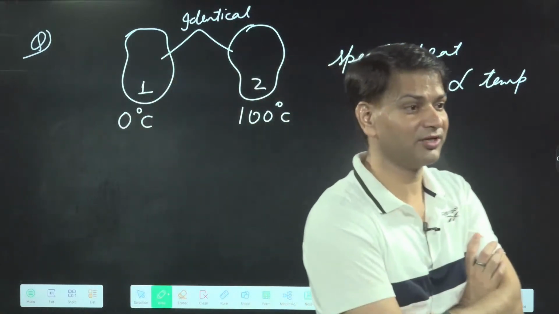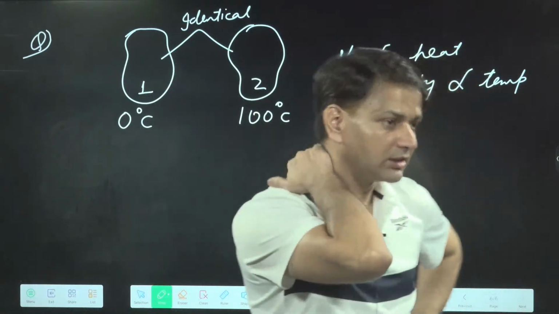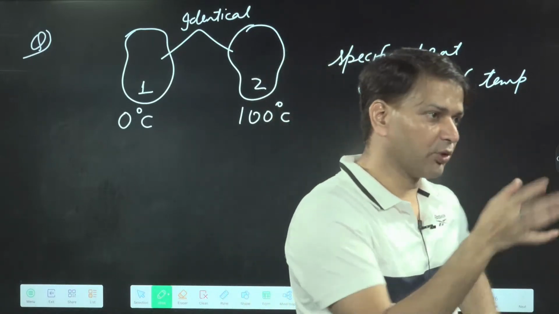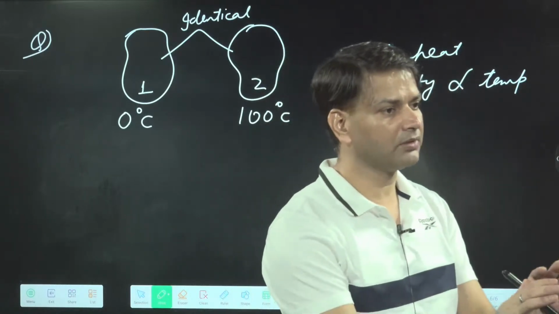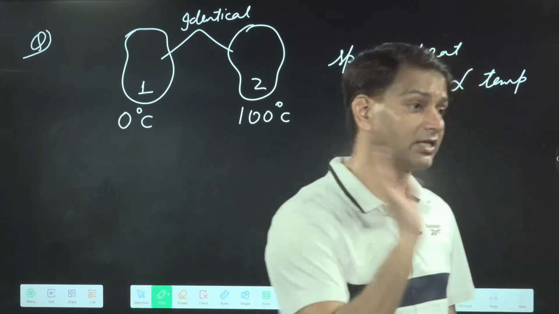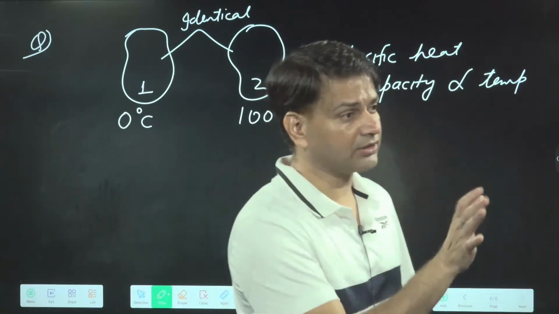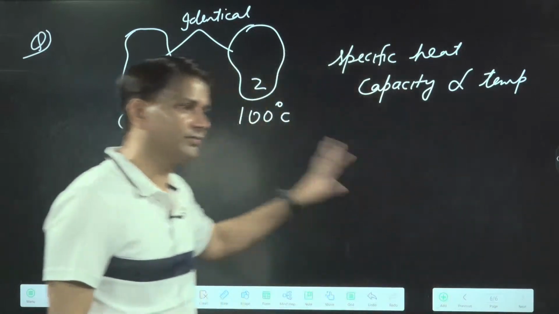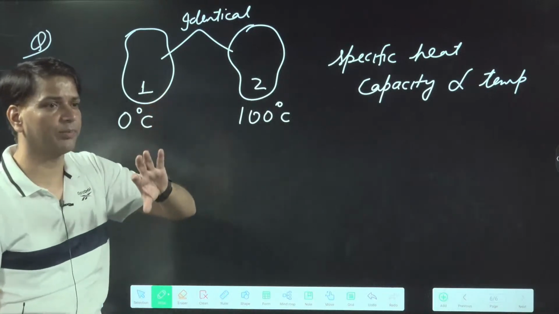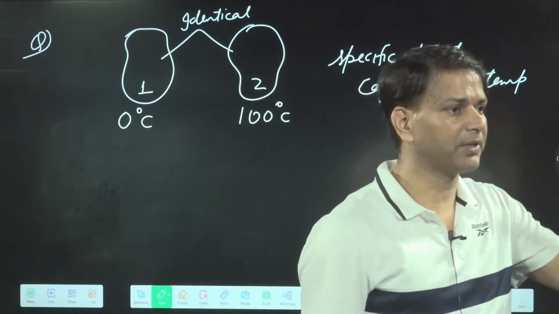Suppose specific heat is independent of temperature. Then if I put them in contact, the answer will be 50. Their specific heat is constant. Why? One body will give the heat, the other body will take the heat. At equilibrium, their temperatures will be equal. That equilibrium temperature I am asking.